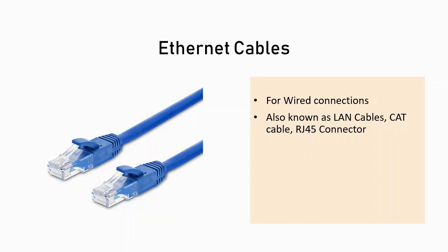Next is our Ethernet cables. Ethernet cable is the lifeline of a home network. You need an Ethernet cable for all wired connections. You need an Ethernet cable to connect between modem and router, router and switch, as well as a switch and a wireless access point. You will also need these Ethernet cables for your desktop computer to connect to the router. They are also commonly called CAT cables or RJ45 cables or LAN cables or Ethernet cables.